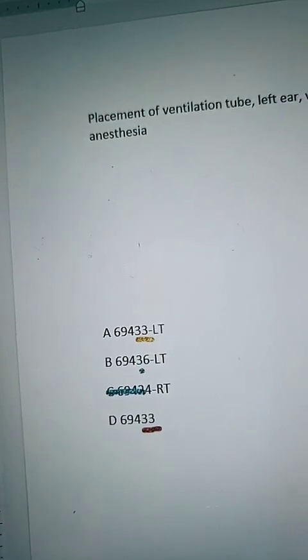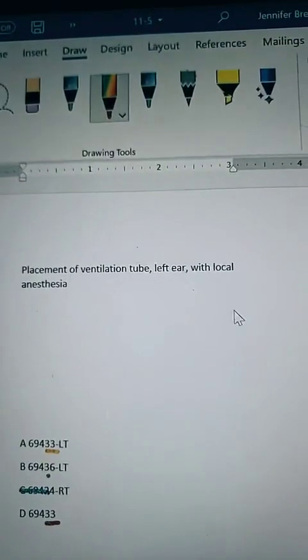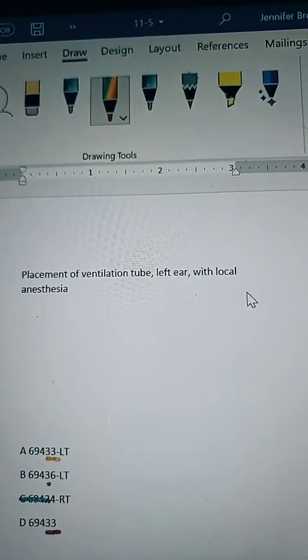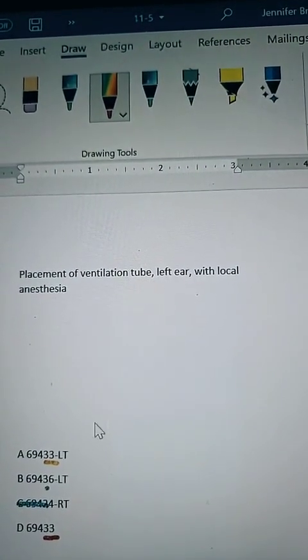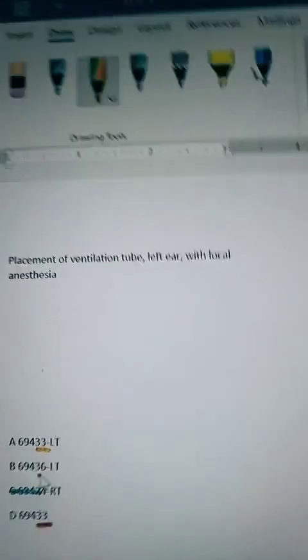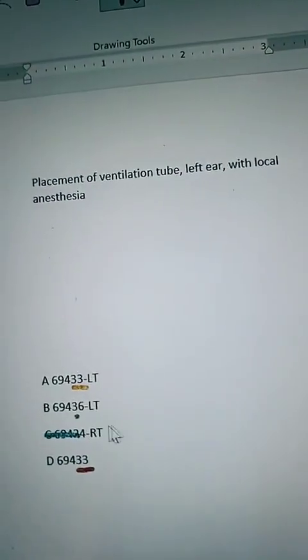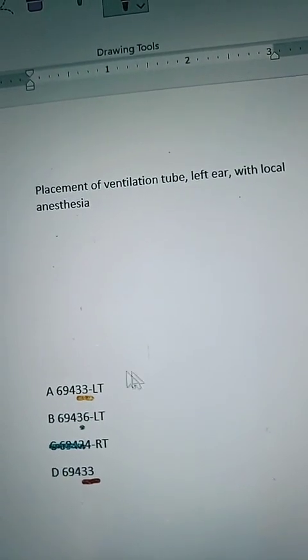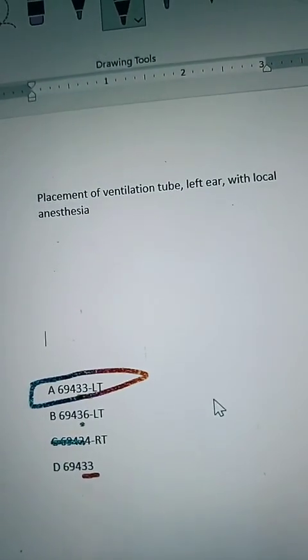So we're going to skim our question. We've got local anesthesia, so we know it's the 33, not the 36. That was general anesthesia. And we've got left ear, so we know our right ear is bad. So again, A is the right answer for sure.